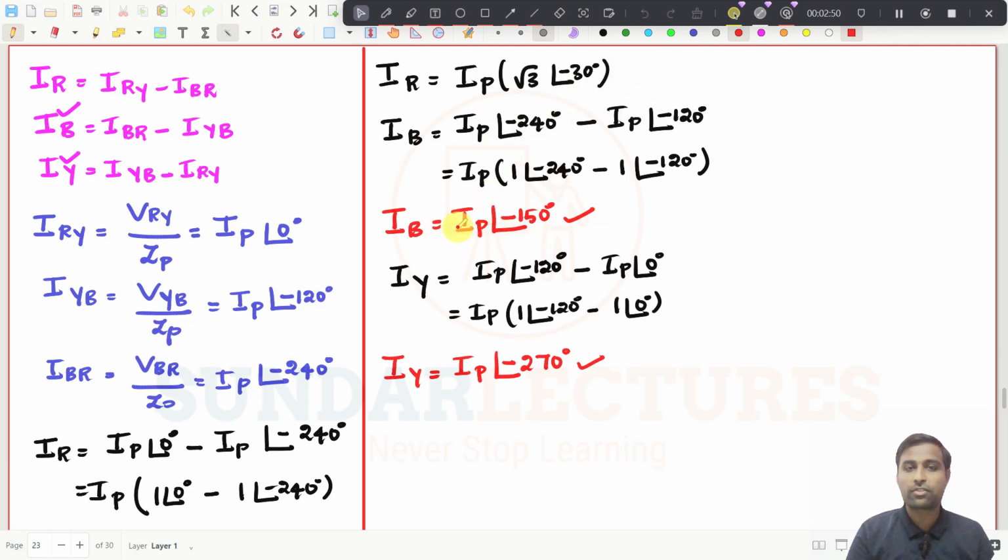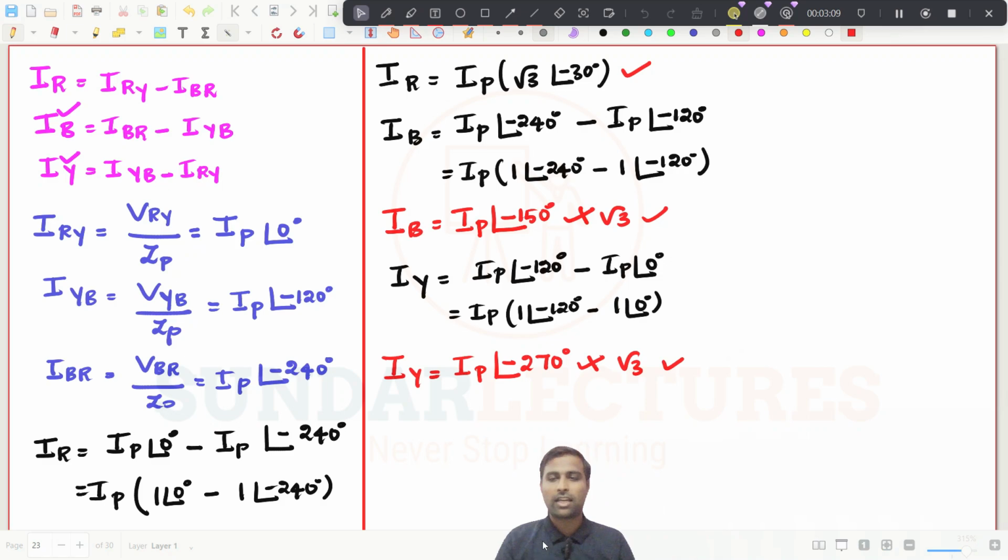I just missed out this root 3. Root 3 will come in the multiplication here, and here it is. Root 3 will come. Now you see we have got all the three values, each multiplied by root 3.